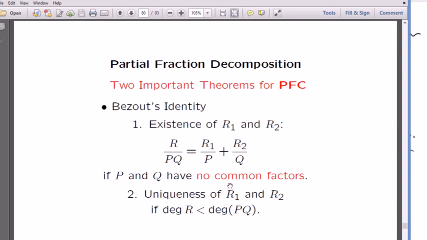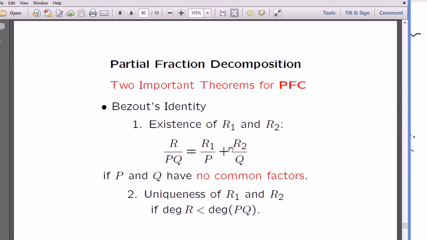Now, if so, then you can rewrite r divided by pq as r1 divided by p plus r2 divided by q. You can always do that, and it's unique if they don't have a common factor. That's what I meant. It's possible to write it like this, and if they don't have a common factor, there's only one way to do it. There are no two answers for r1 and r2. There's a unique answer.